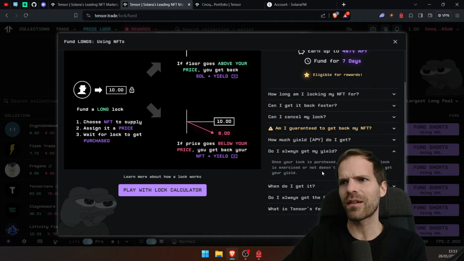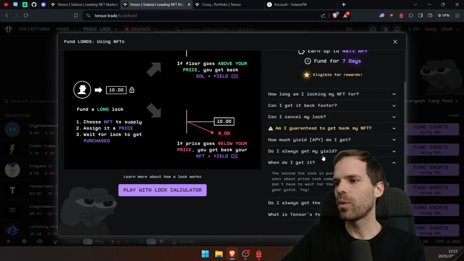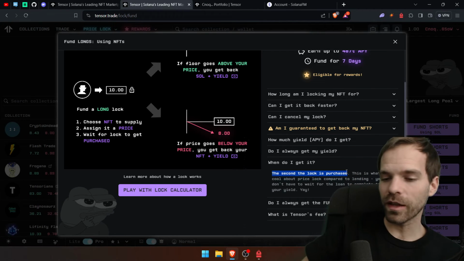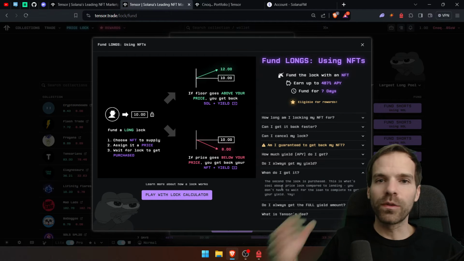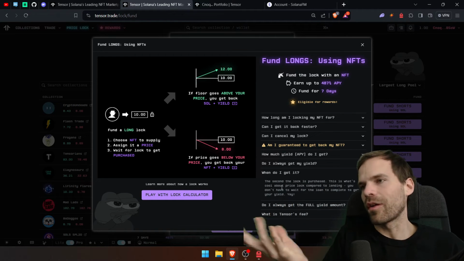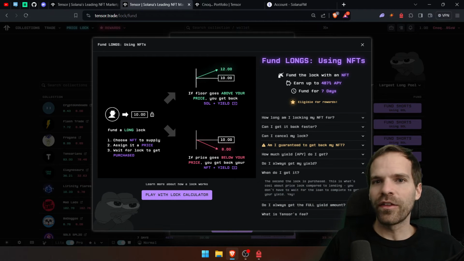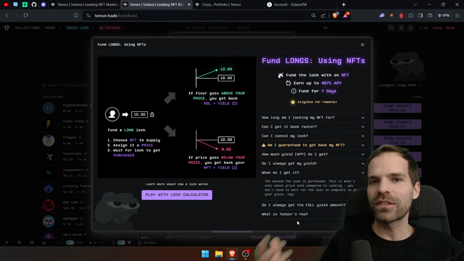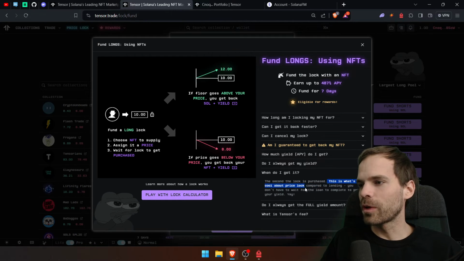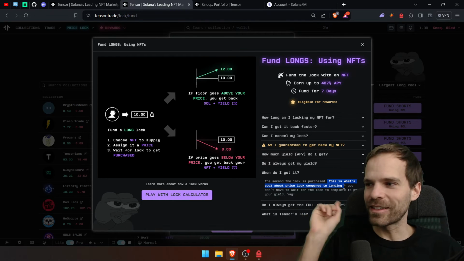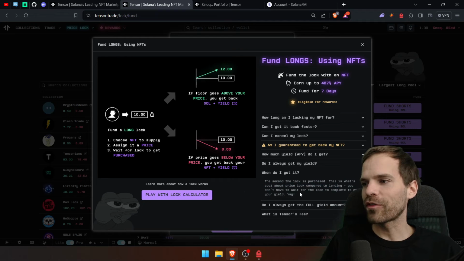And I think even then Tensor gets a little bit of SOL. When do I get it? Oh, there we have something interesting. When do I get the yield? The second the lock is purchased. So once you purchase the lock or the option, you pay the fee, and the fee directly goes to the liquidity provider. So the guy funding the long or short, guy or girl or person or whatever. That's what's cool about price lock compared to lending. So we're not doing lending here. This is different to lending. You don't have to wait for the loan to complete to get your yield.